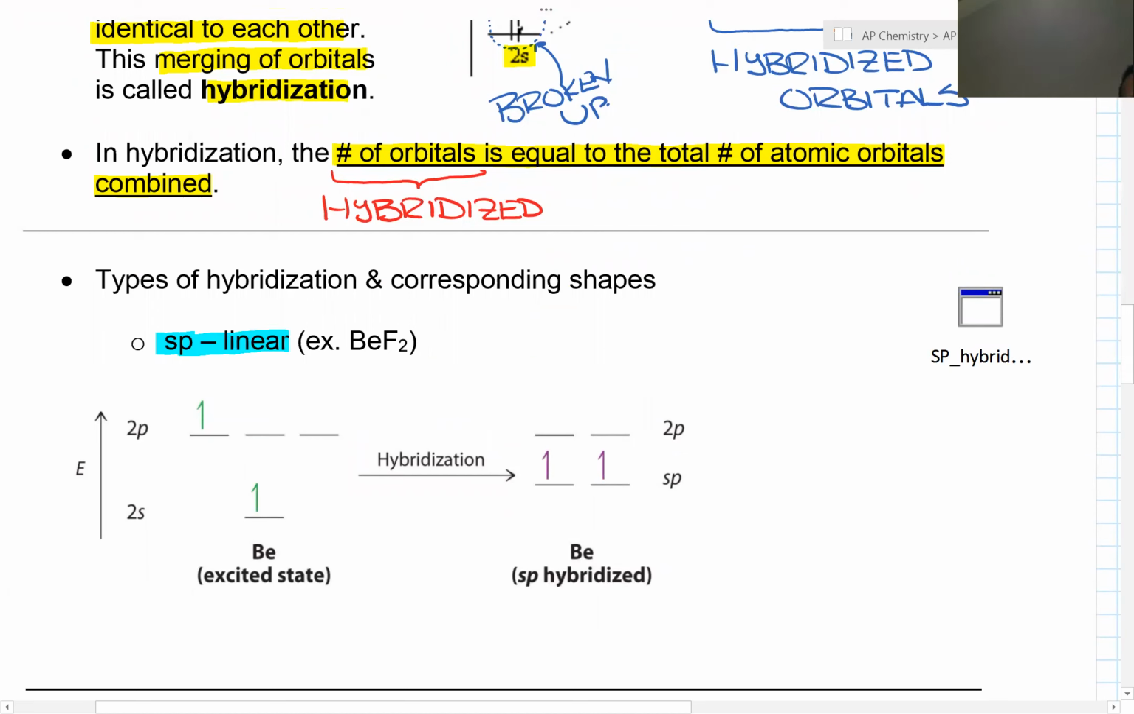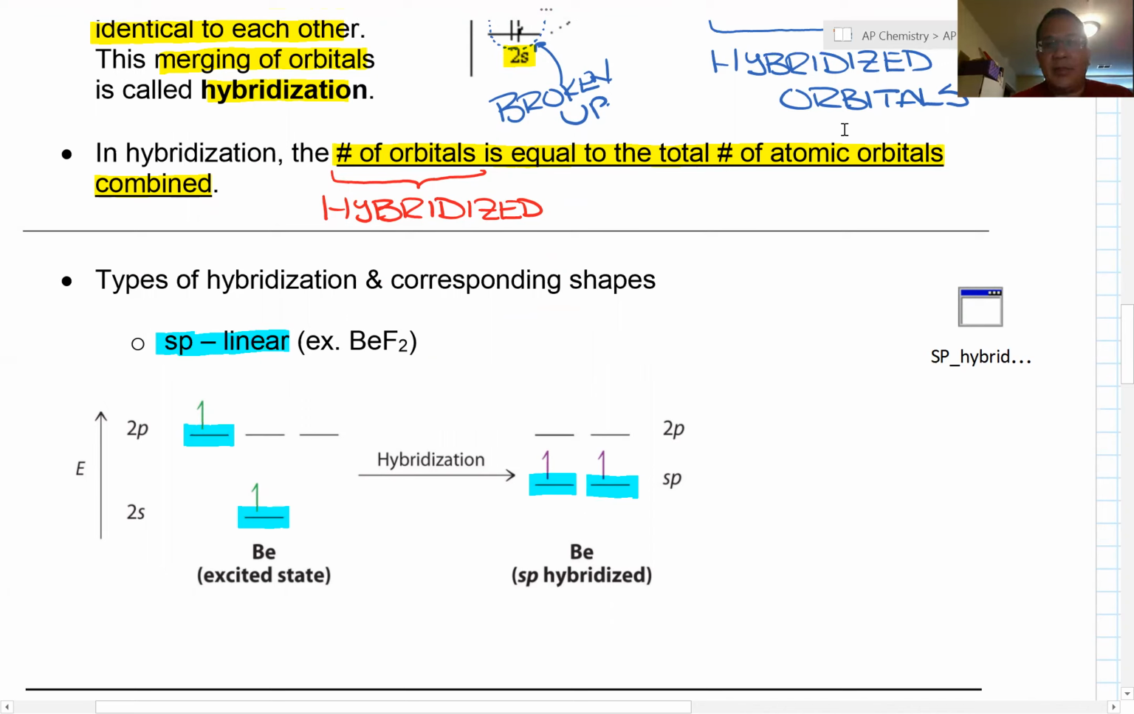So how do we get the sp? Because you have an s and a p, so you have 1, 2. So this is called the sp hybridized. Now, how does that look? It looks something like this. So I'm going to open this up.